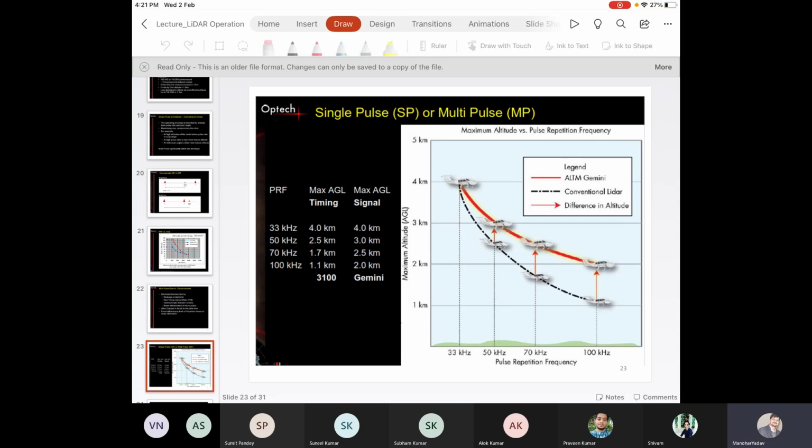If you see this 100 kilohertz in conventional LiDAR, which has a single pulse limitation, the maximum flying altitude could be 1 kilometer. While in the case of ALTM Gemini, it is double, 2 kilometers. Why is it so? Because two pulses can be fired. N is equal to 2 here. If you recall the formula we derived, N is equal to 2, so the flying altitude will be doubled. This is the reason why it is shifted from 1 kilometer to 2 kilometers.